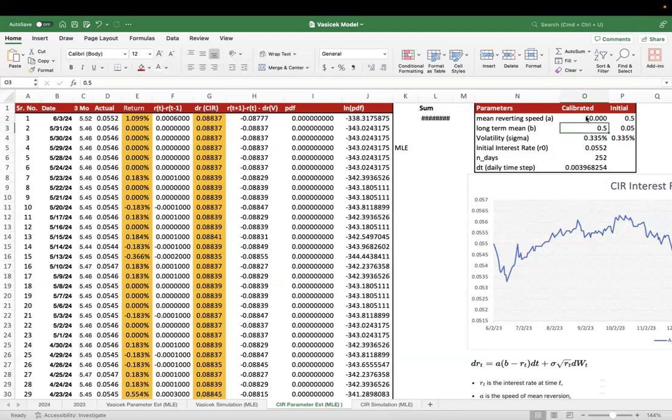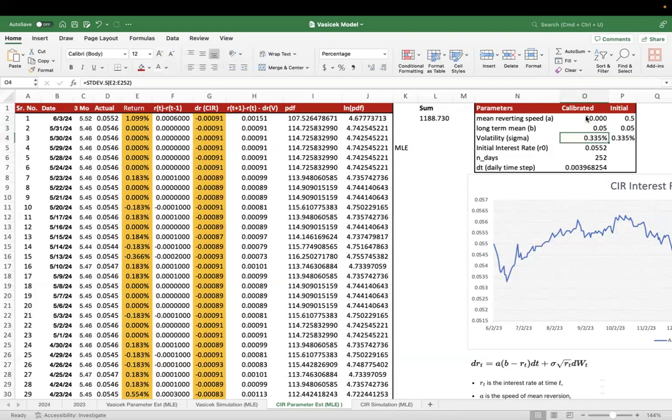Let's keep it as 0.05. See, these values are changing, right? So what we have to basically do is change A, B, and sigma in such a way that this sum is maximized.